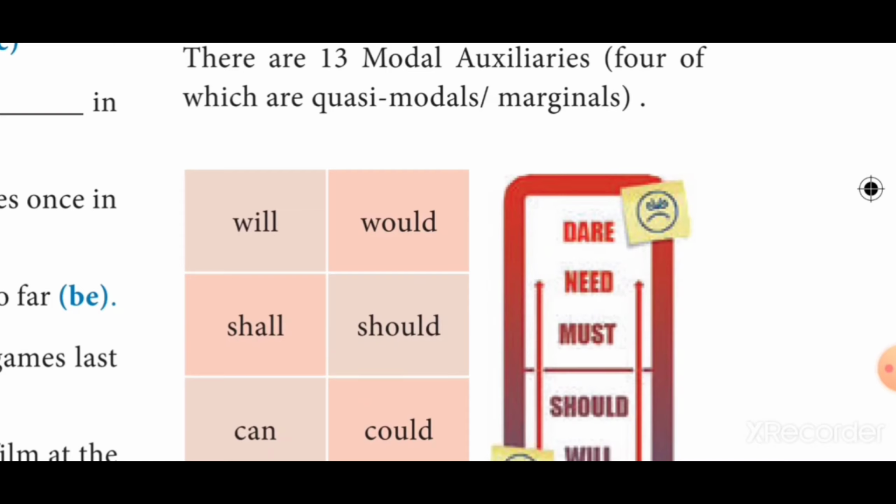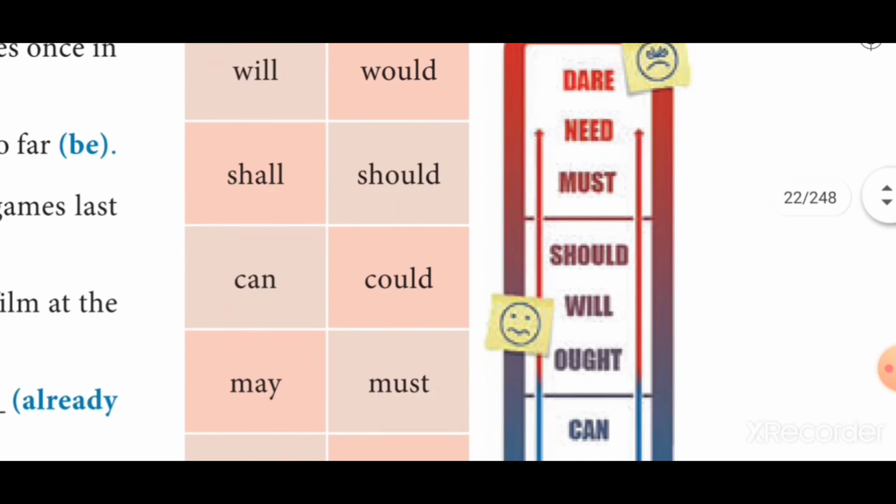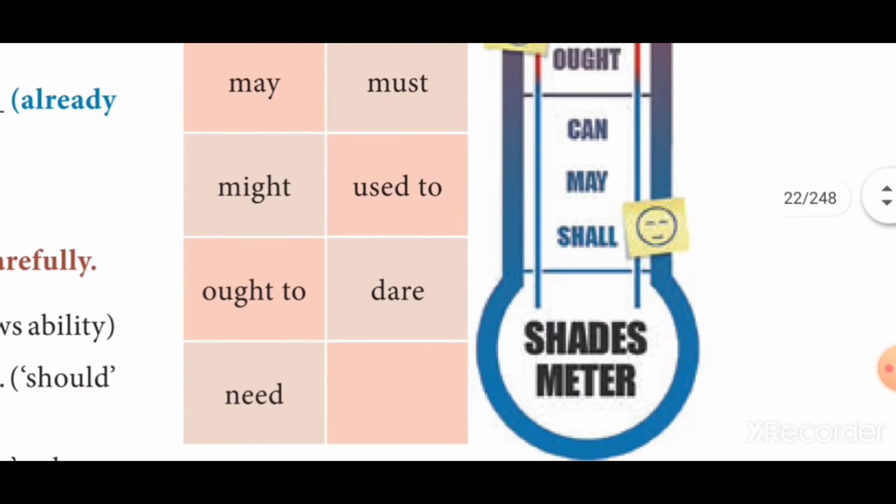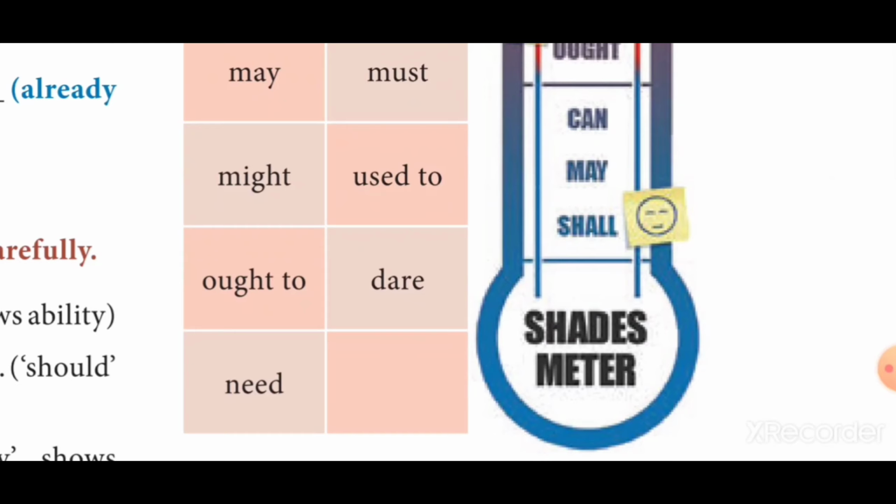The words in red shade are dare, need, must. And in the ladder below you find should, will, ought. Then below them you find can, may, shall, and the ladder ends. Now we are moving on to the next page, page number 13, where we find some examples for all the usages of modal auxiliaries.